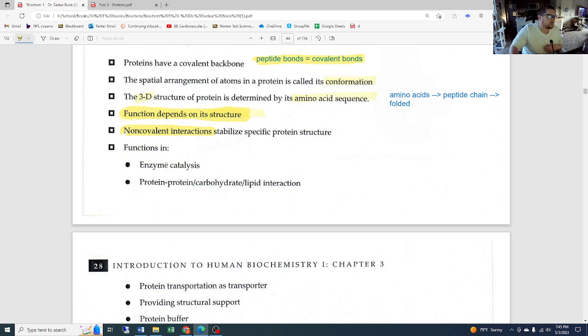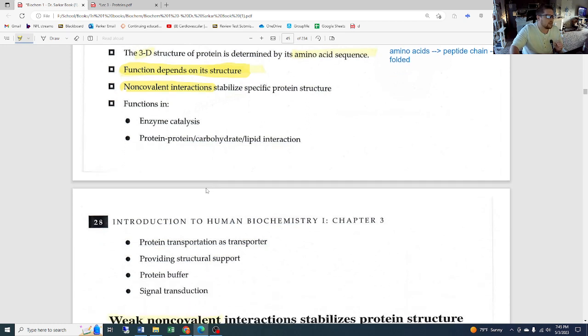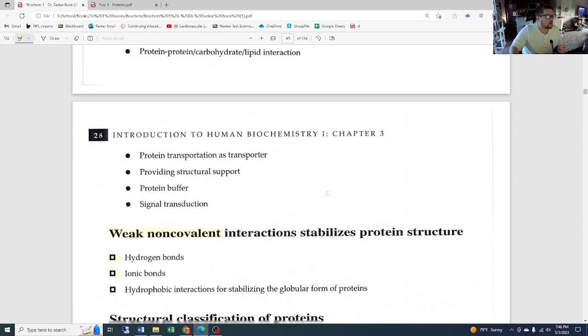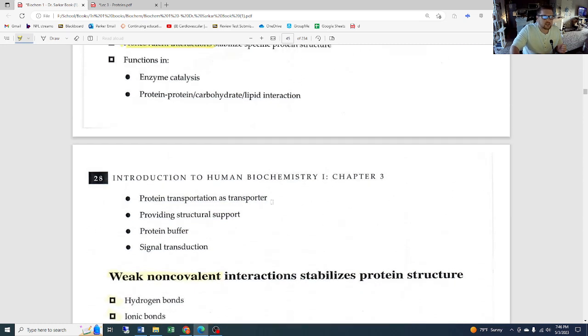Proteins function in enzyme catalysis. We'll get more into enzymes in the next chapter, so we'll put a pin in that there. Protein-carbohydrate and protein-lipid interactions are all very important. Proteins also function as transporters. We'll get into what a transporter actually is and what it does. It does exactly what it says. It's a protein that is going to transport, or move, some sort of substance, whether that be from one location inside of a cell to another location, or through a membrane as well.